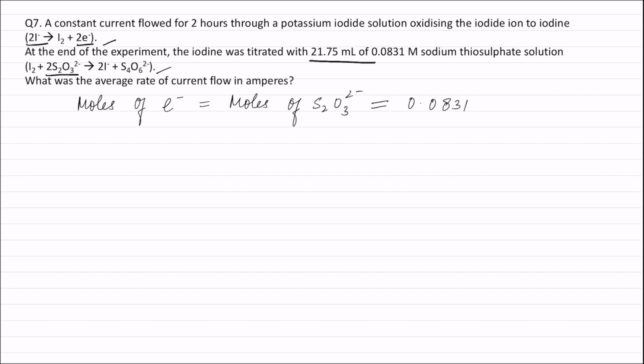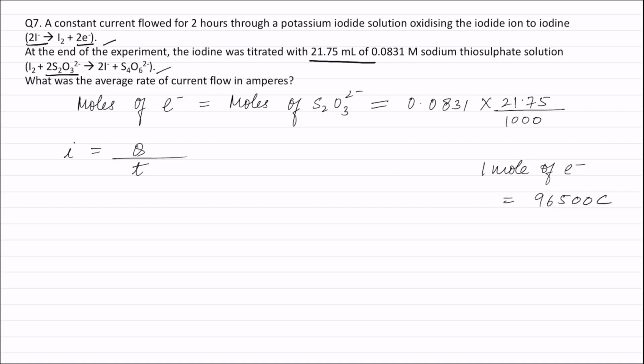Therefore, moles of thiosulfate ion is equal to 0.0831 into 21.75 divided by 1000. Now, value of current in amperes is equal to total charge divided by time. Now, how to obtain the charge? We know that charge carried by 1 mole of electrons is equal to 96500 coulombs. Therefore, to obtain the total charge, just multiply the moles of electron by 96500 coulombs and it will give the total charge in coulombs, and dividing it by time will give the current in amperes.